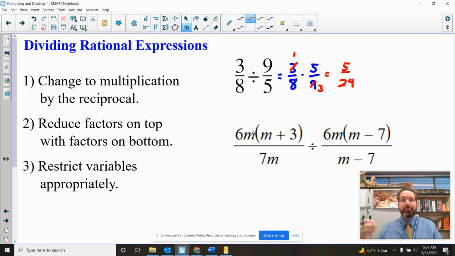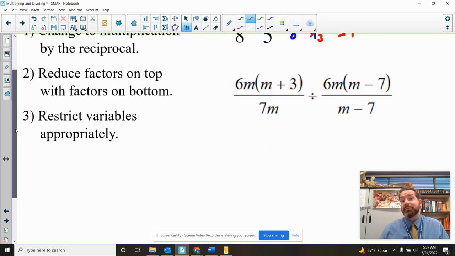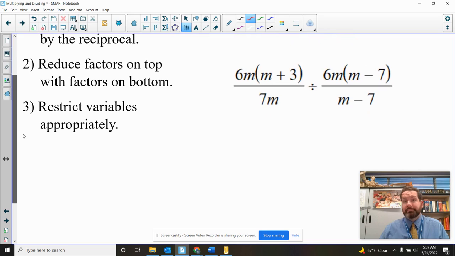Nothing is different when you have variables. We're still going to switch to multiplying by the reciprocal. We're still going to then reduce a factor on the top with a factor on the bottom as much as we can. And then we're lastly going to restrict our variables to make sure we don't do any division by 0.